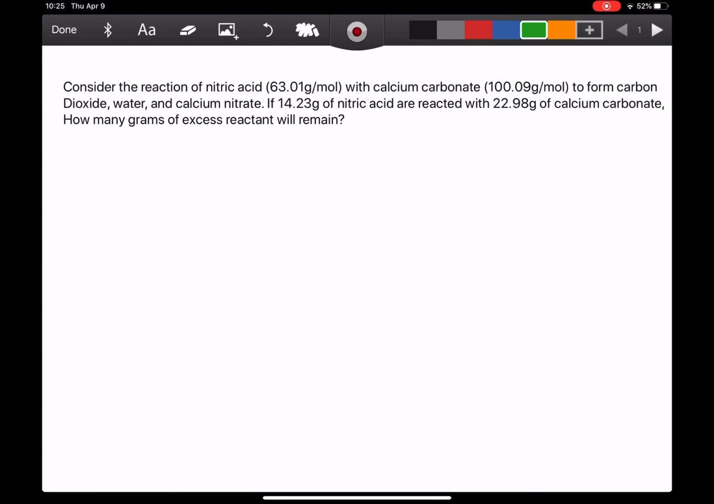Homeschool chemist, and today we're going to look at an example problem where we have to determine the limiting reactant before we can perform the chemical calculation. Also, in this example problem, we will have to know our polyatomic ions.